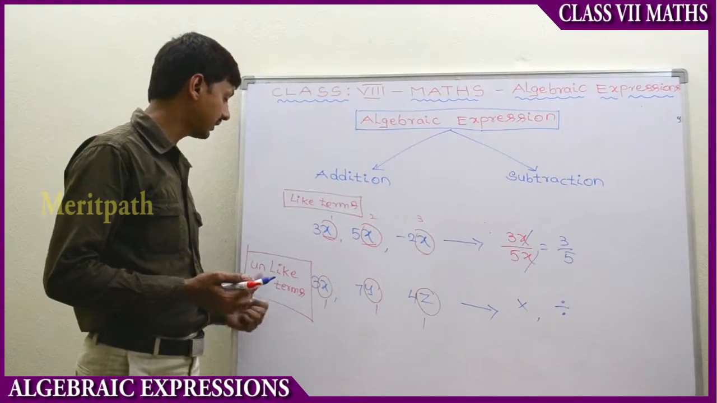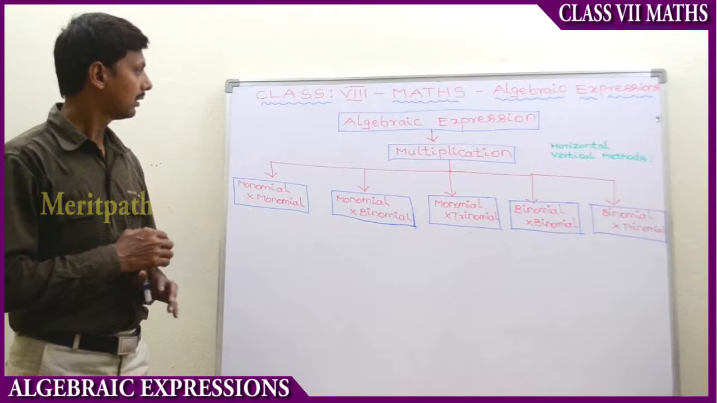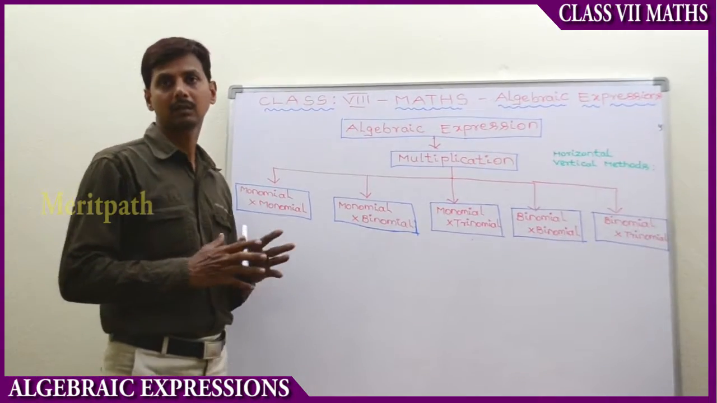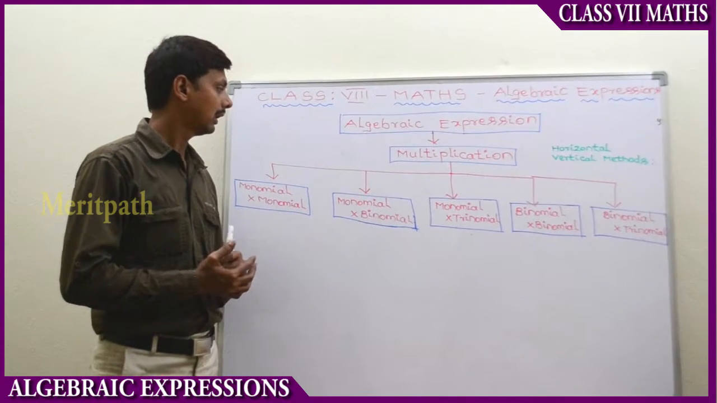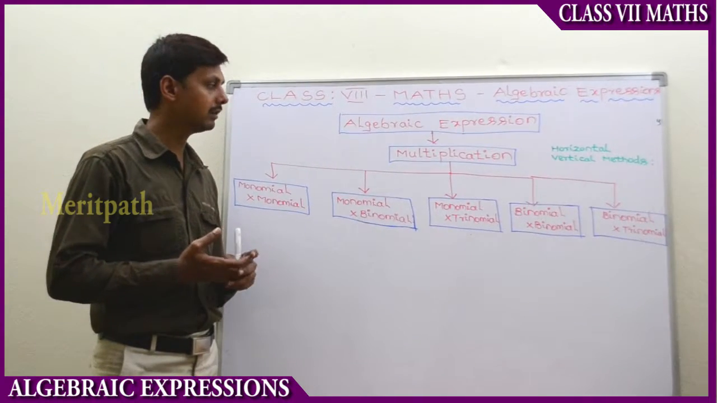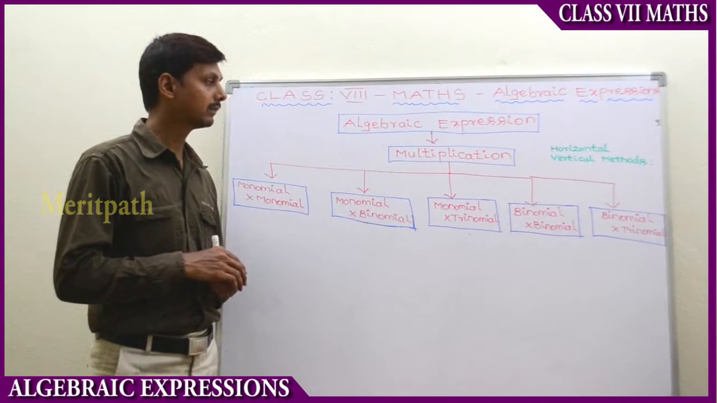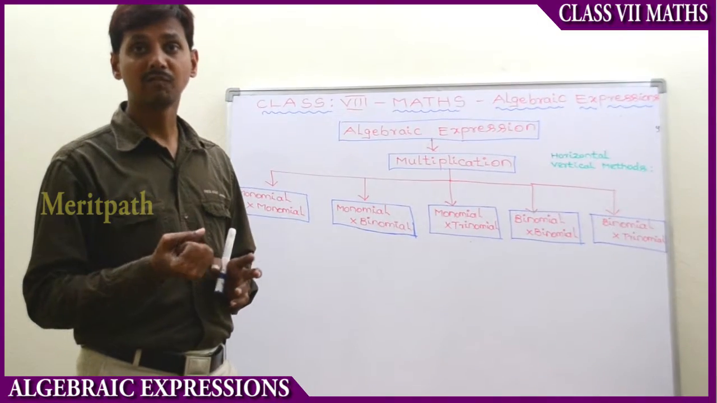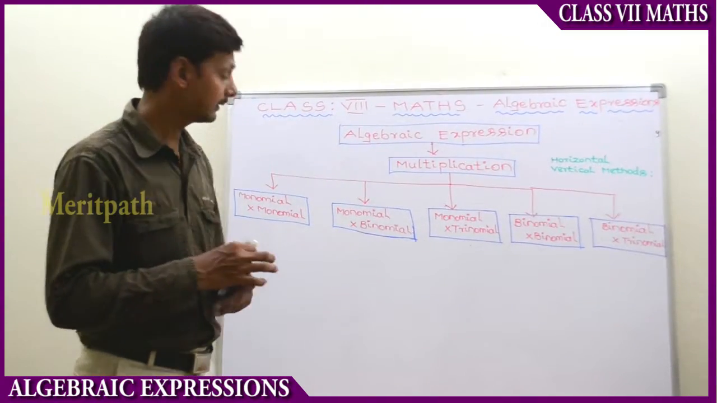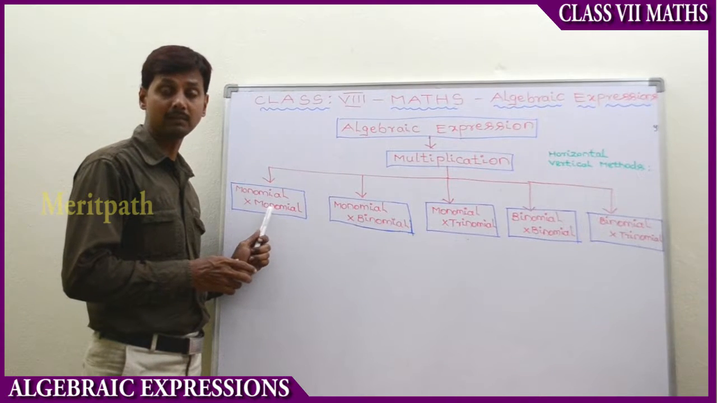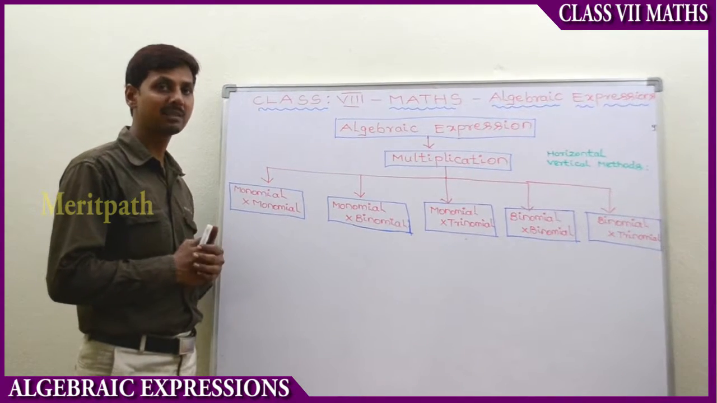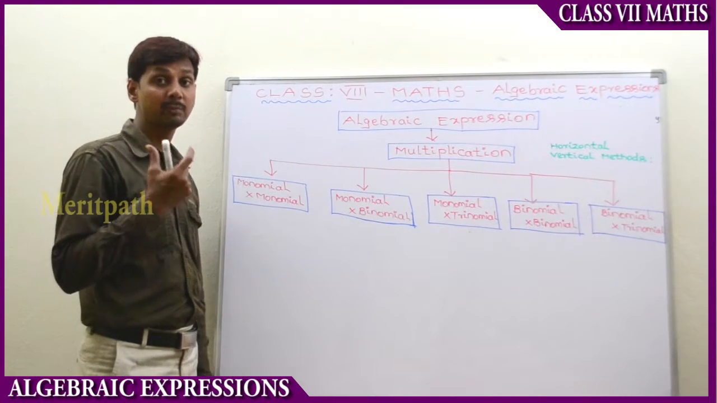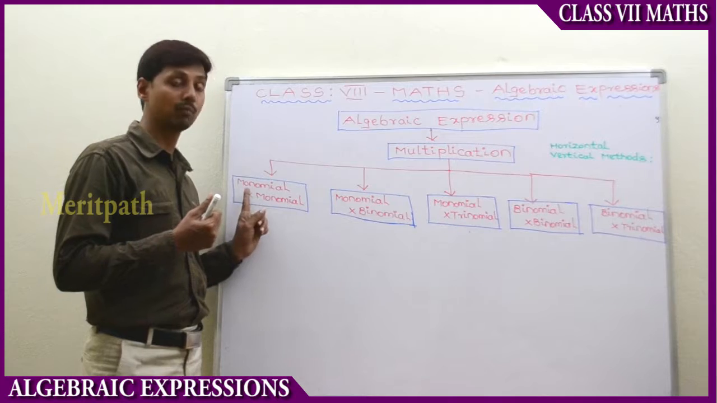So let's go to the next concept, multiplication of algebraic expressions. We'll take monomial by monomial, monomial by binomial, monomial by trinomial, binomial by binomial, and binomial by trinomial, and multiply all these expressions. First, monomial by monomial. We have learned in previous classes that an expression having only one term we call a monomial.